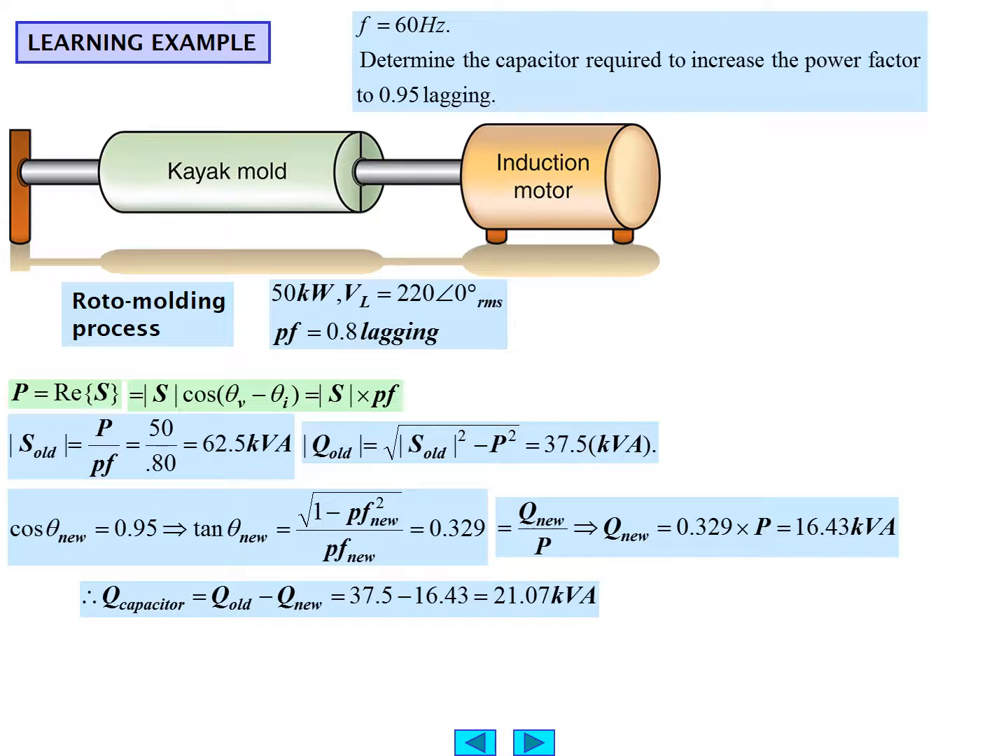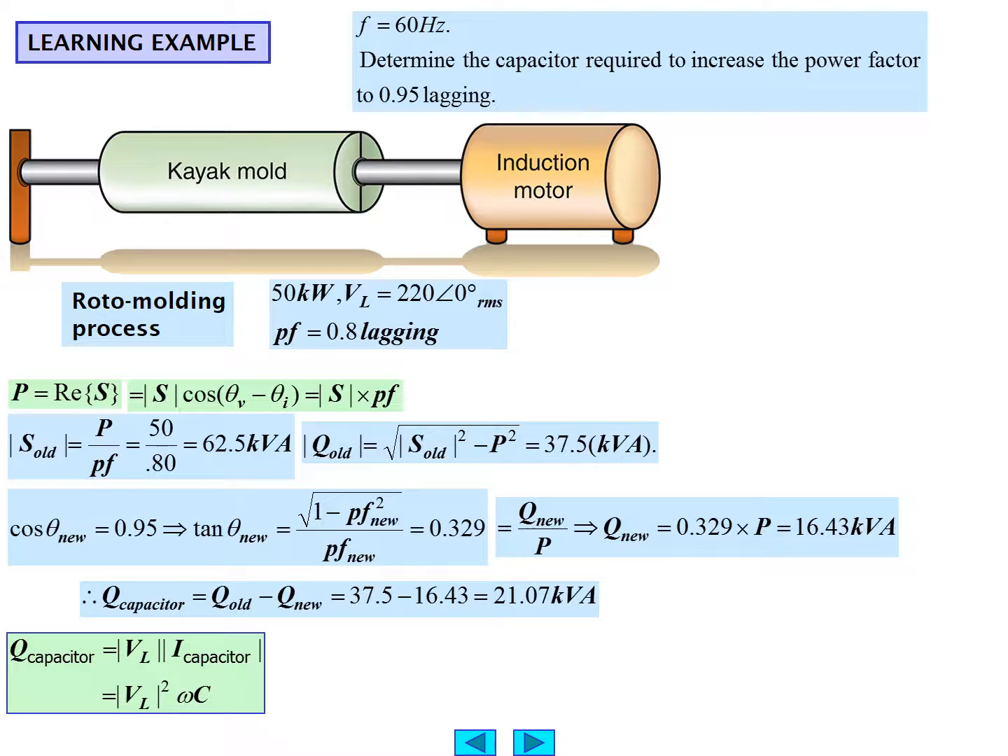So the complex power in the capacitor would be Q old minus Q new, or 21.07 kilovolt amperes. We can now calculate what the capacitor might have to be in order to meet these particular requirements, and we're doing that from the power representation. We know the complex power in the capacitor now.